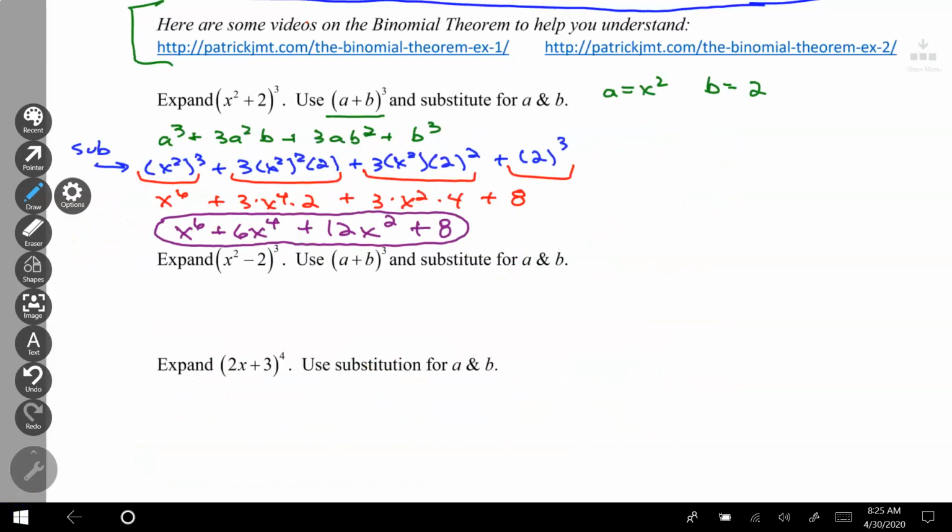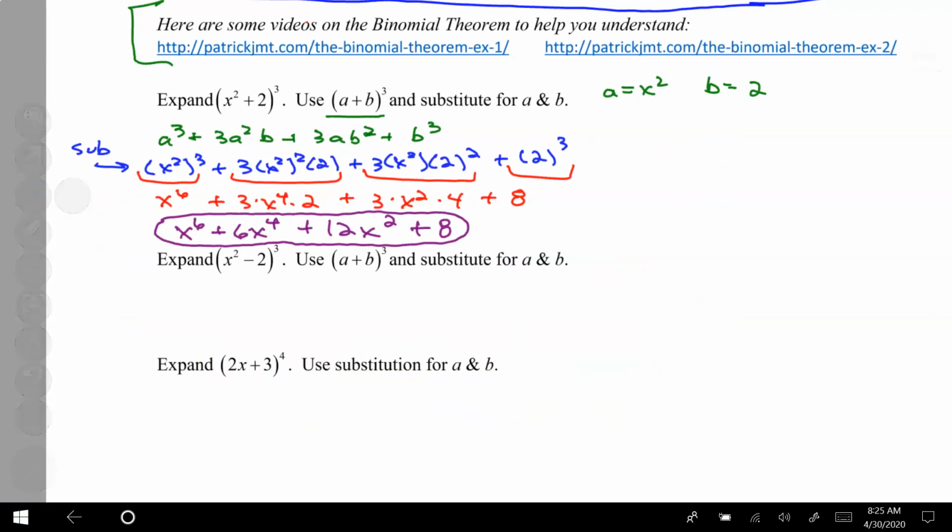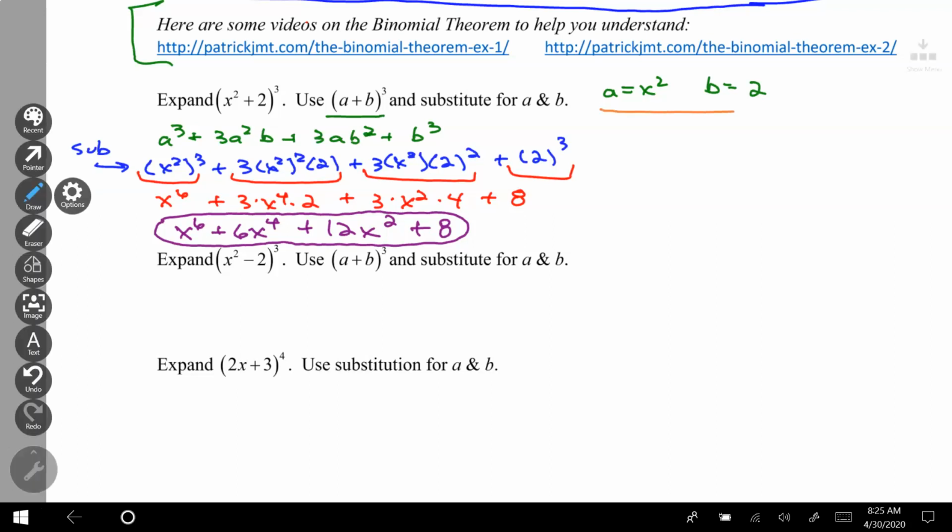Okay, x squared plus 2 raised to the third. I'm just going to do a plus b to the third. And that's just going to be a cubed plus 3a squared b plus 3ab squared plus b cubed. And then I'm going to substitute in my a's and b's. And I did that with parentheses. I cleaned it up each term one by one. I multiply it out, and I get my final result of x to the 6 plus 6x to the 4th plus 12x squared plus 8.